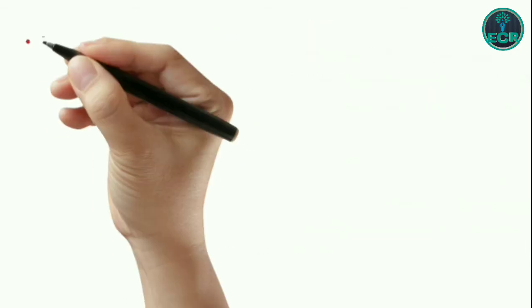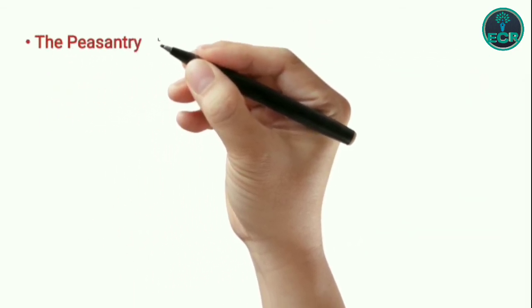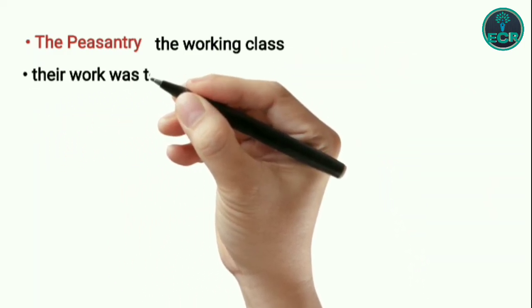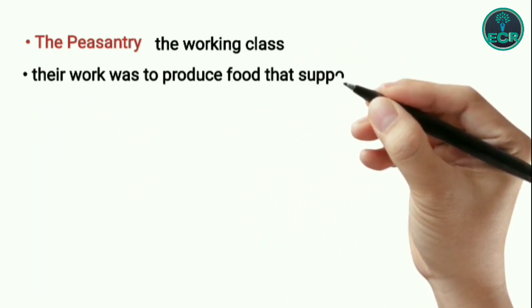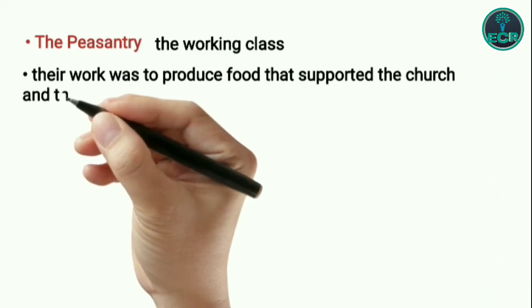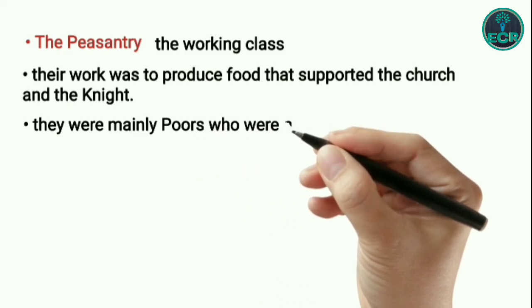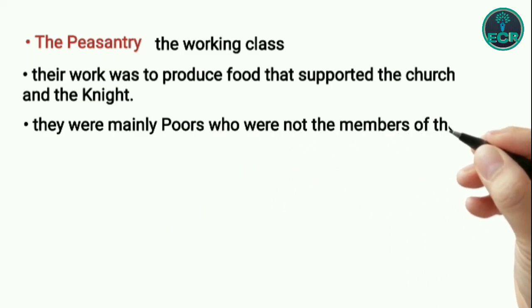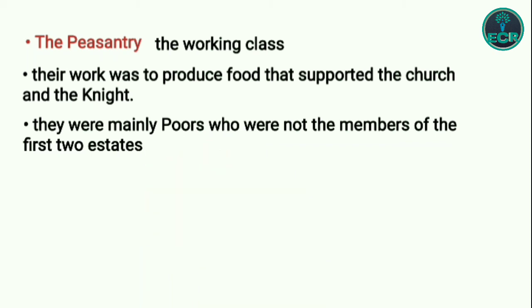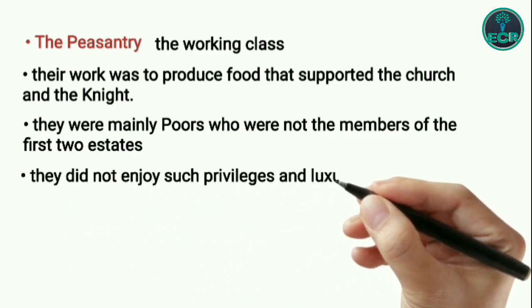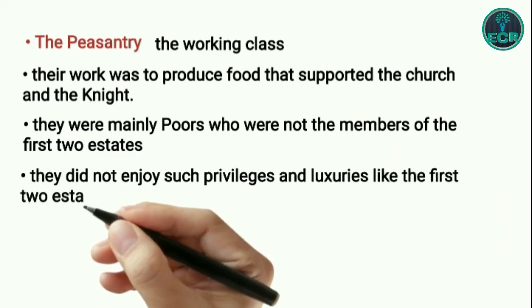The last is the peasantry, the working class. Their work was to produce food that supported the church and the knight. They were mainly poor, who were not the members of the first two estates, meaning not the members of the church and the knight. They did not enjoy such privileges and luxuries as the first two estates had.